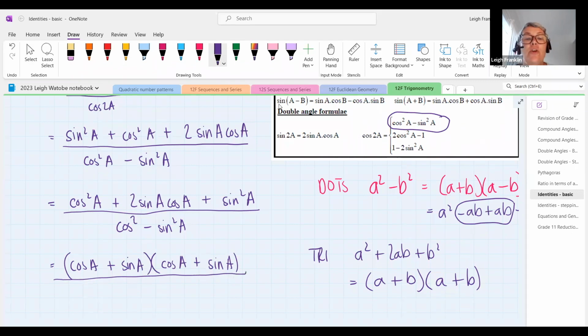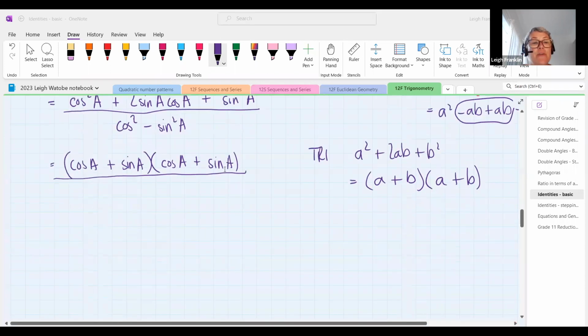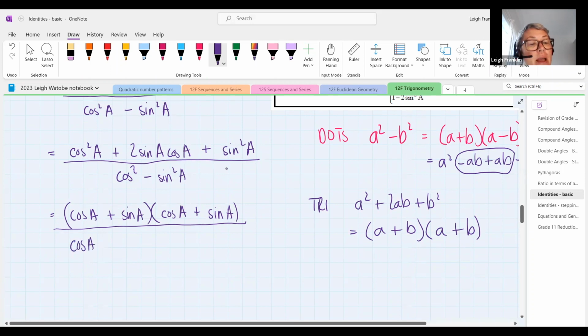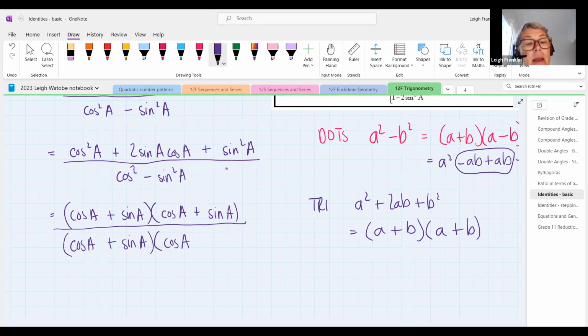Okay, there we go. So a lot of you are now saying plus. Yes, perfect. Over cos squared A minus sine squared A. Now I'm going to factorize difference of two squares. So here I'm going to have cos A plus sine A, and then in the other bracket, I'm going to have cos A minus sine A. So two different types of factorizing, Matrix. In the numerator, you've got a perfect square trinomial. In the denominator, you've got difference of two squares.